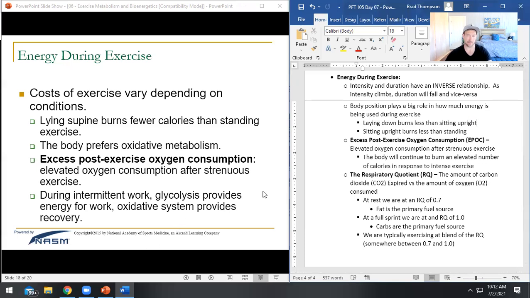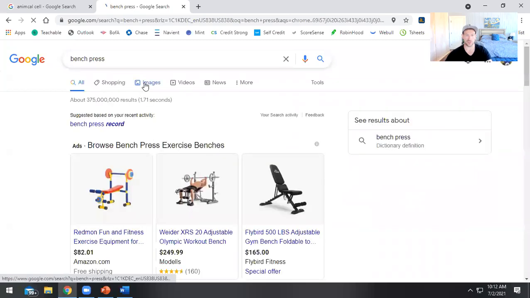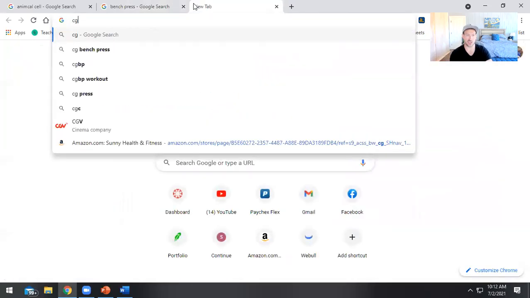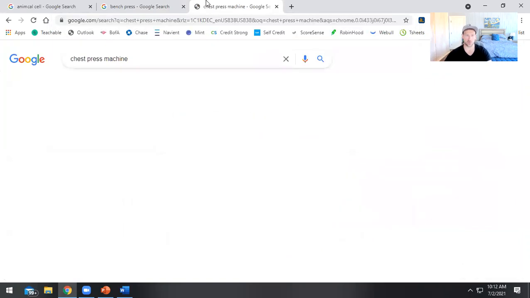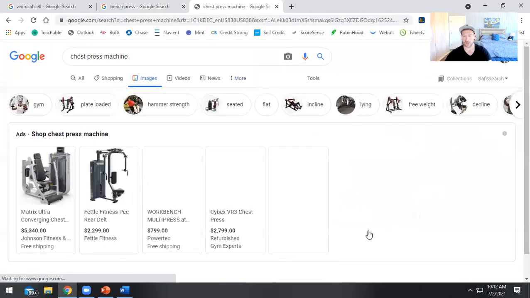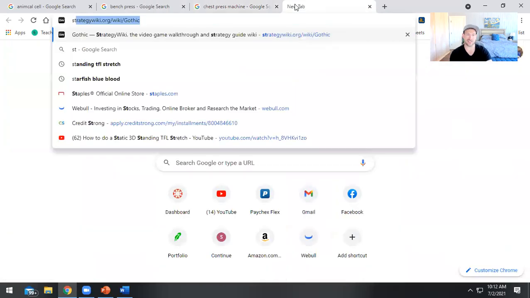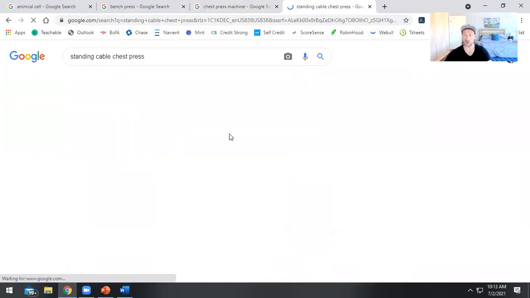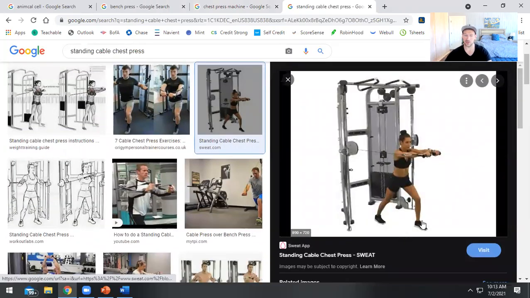So if I had a weight loss client, right, and I can choose between a bench press, which would be a position where they are maybe laying down, and a chest press machine, which is where they are sitting upright, in something like this, or I can choose a standing cable chest press, where now they're up on their feet while they're doing it. This may be my best option because this is going to burn the most amount of energy.